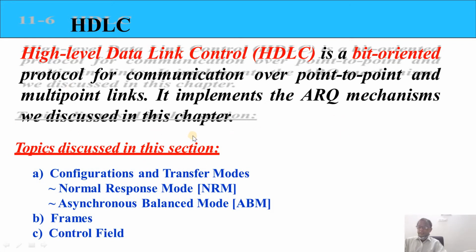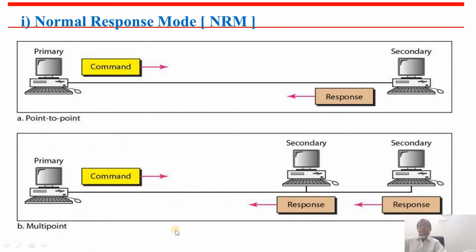We discuss in this chapter, in this HDLC, configuration and transfer modes. The transfer modes are normal response mode, abbreviated as NRM, and asynchronous balanced mode, ABM. Next, what is the frame format of the HDLC? What are the control fields that take place in HDLC?